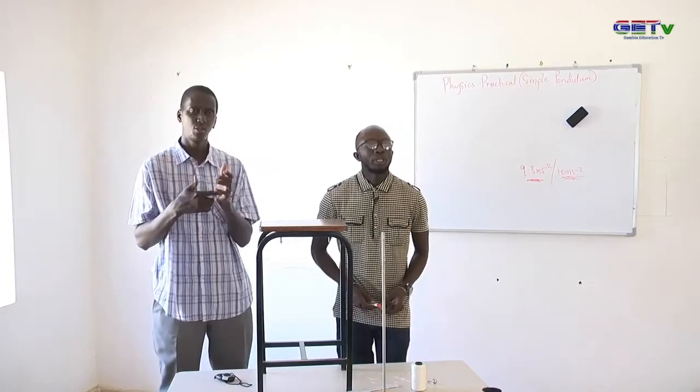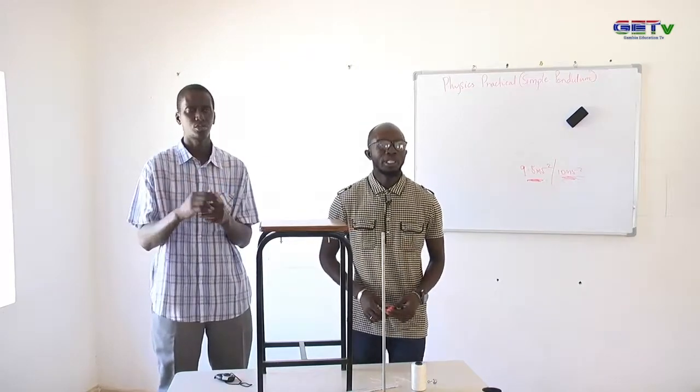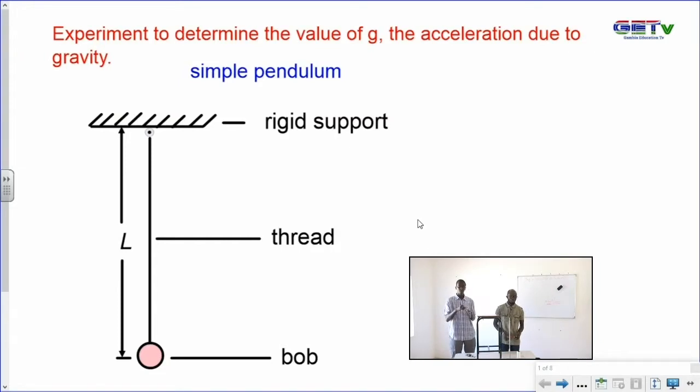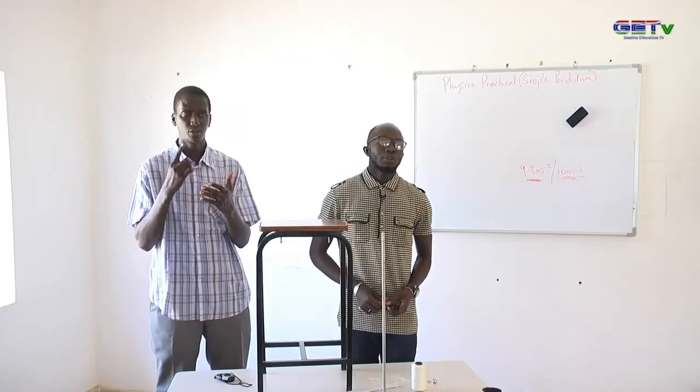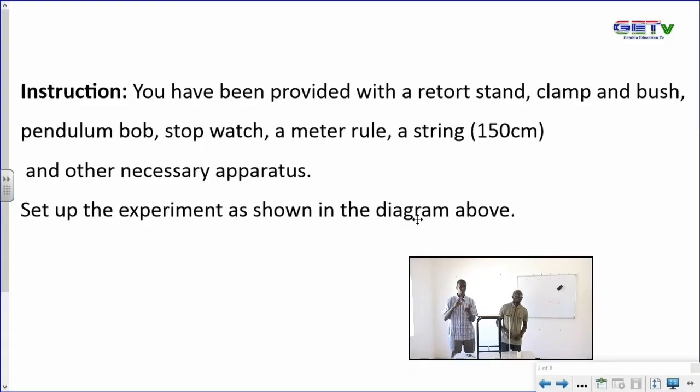Now, as you can see on the slide, it says experiment to determine the value of g, the acceleration due to gravity. And what we have is what is called a simple pendulum. The setup that you are seeing on your screens right now is nothing but a simple pendulum. Now, the instructions read, you have been provided with a retort stand, clamp, and boss, a pendulum. In fact, I'll take them one at a time.